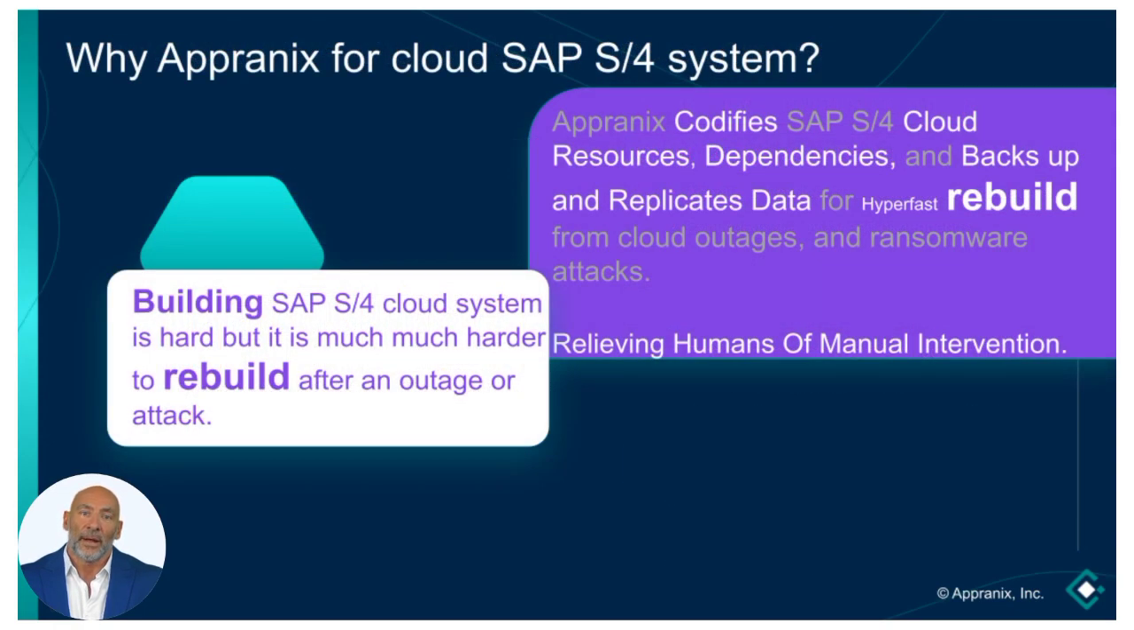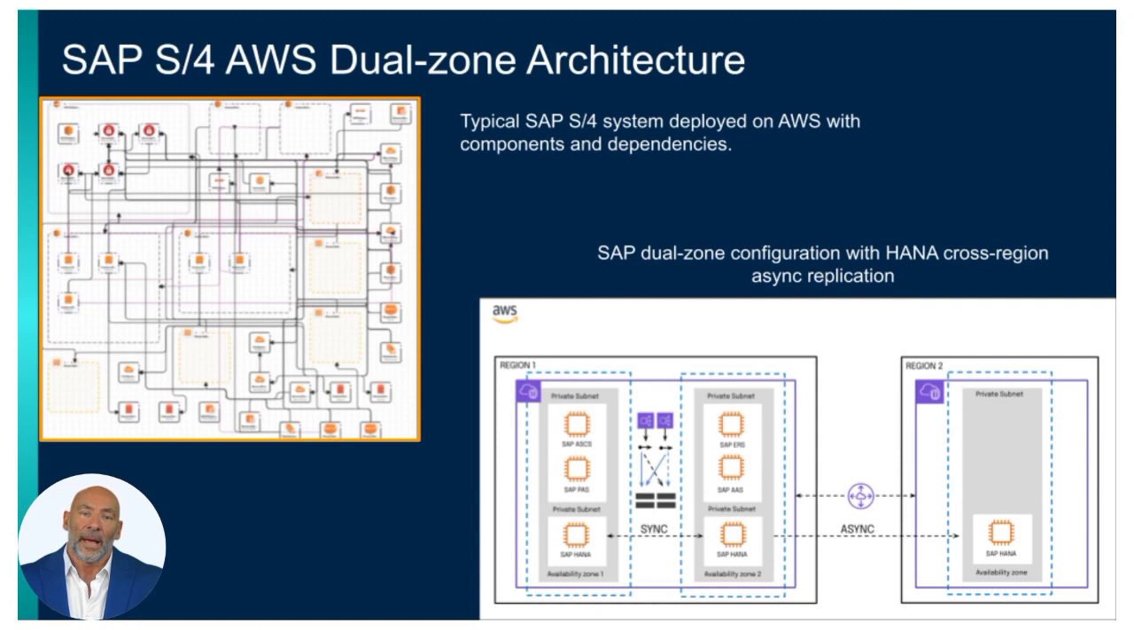Given the challenges encountered in the past, Appranix has emerged as a crucial solution for ensuring the SAP S/4 system's recovery time objective without experiencing any downtime. Appranix encodes resources, creates backups, and replicates data, facilitating rapid recovery from regional outages or cyber attacks without requiring any manual intervention. This is what a typical SAP S/4 system on AWS looks like with all the necessary components.